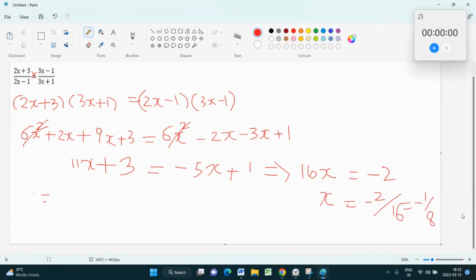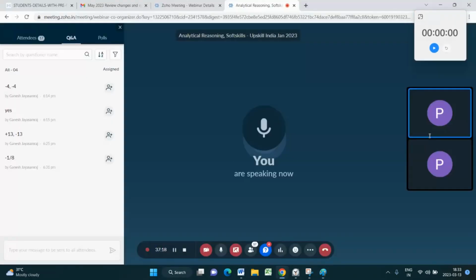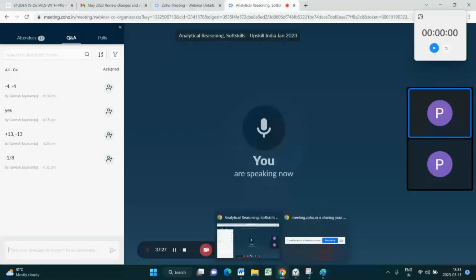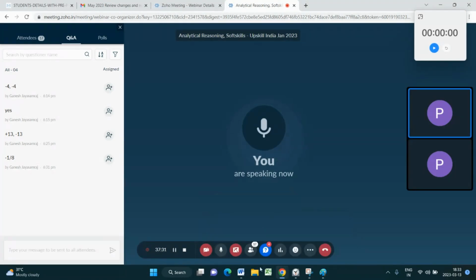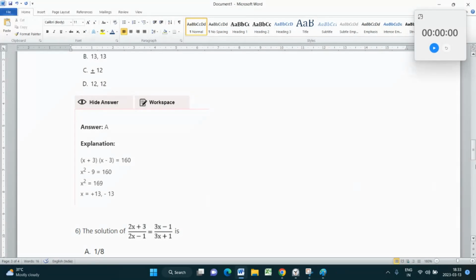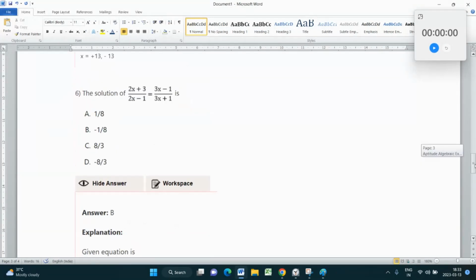So, on time, I finished. So, this is my very good Ganesh. Excellent. Ganesh has already completed. Very good. So, we want all of you to answer. Good. So, the answer is 1 by 8. So answer 1 by 8 is correct.